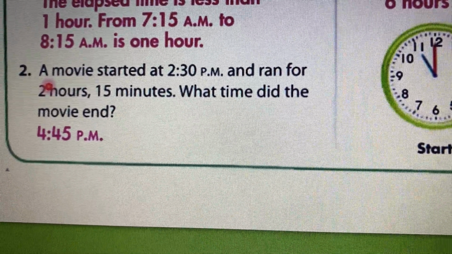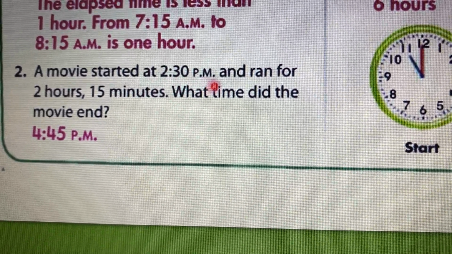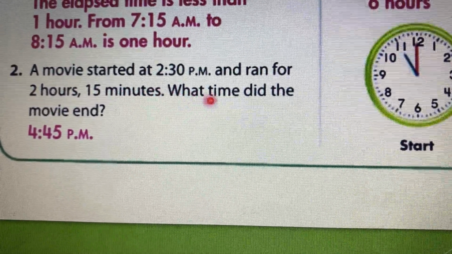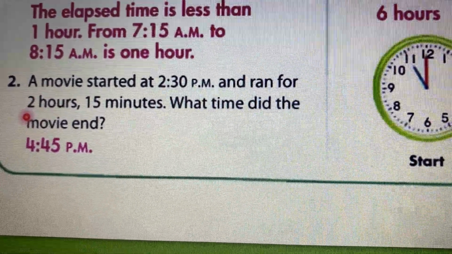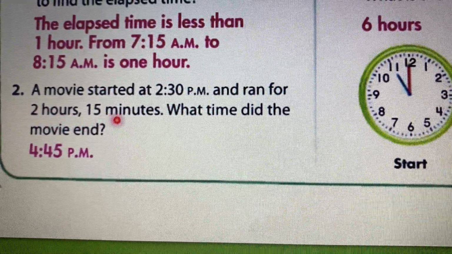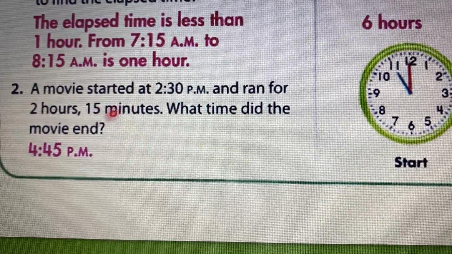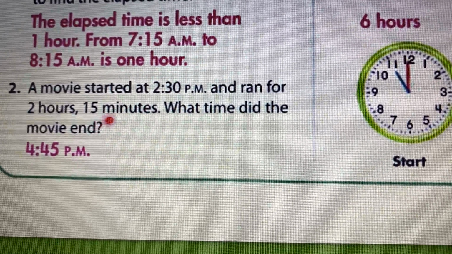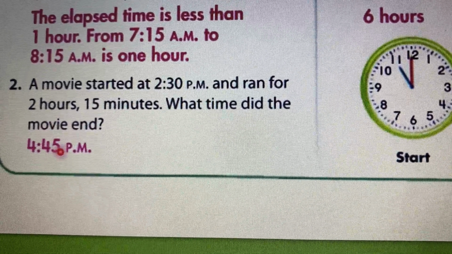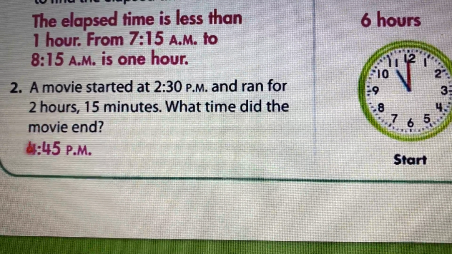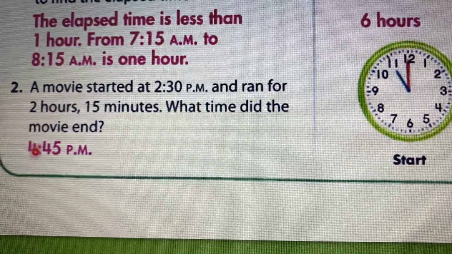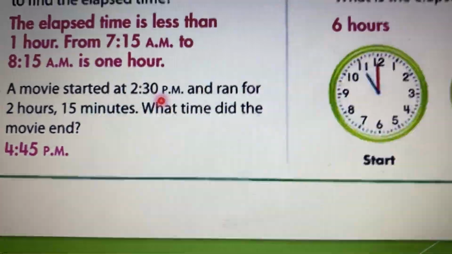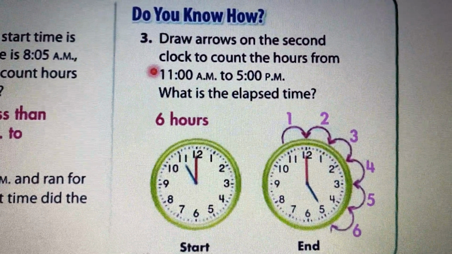Question number 2. A movie started at 2:30 p.m. and ran for 2 hours and 15 minutes. What time did the movie end? Look what we are going to do. Take the hours and take the minutes. The hours, add them to the hours, the minutes to the minutes. Now, 30 plus 15 is 45. Here's 45. 2 plus 2 is 4. So the time is 4:45 what? Yes, p.m. Excellent.